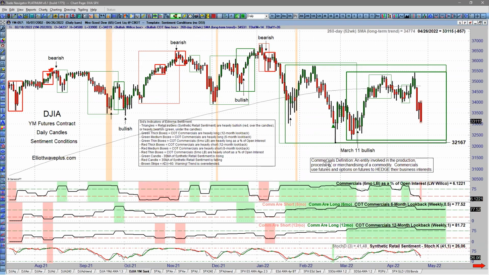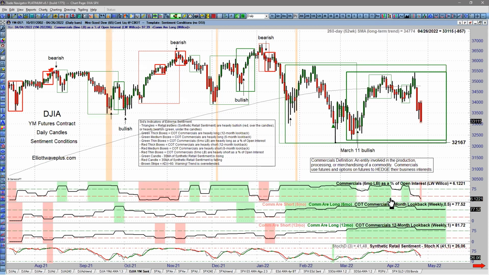Let me just say that it's real easy to understand who a commercial is when they are dealing with something tangible. It's a little less tangible when you're dealing with stock indices, but it's still meaningful, and this chart proves it. So there's several indicators that are on every sentiment conditions chart.